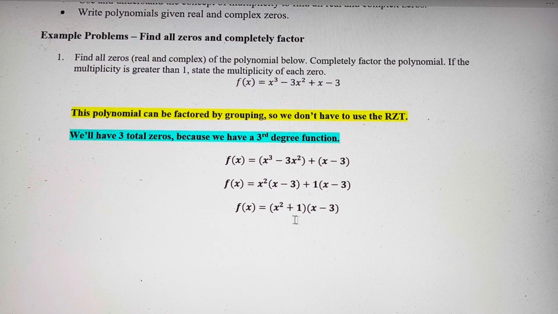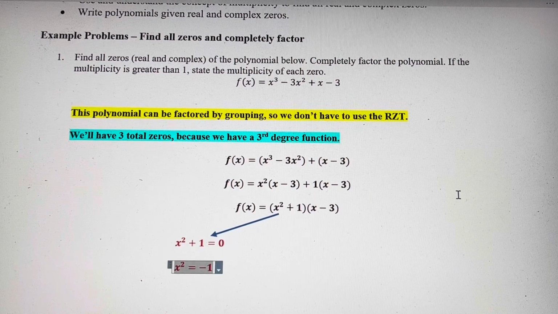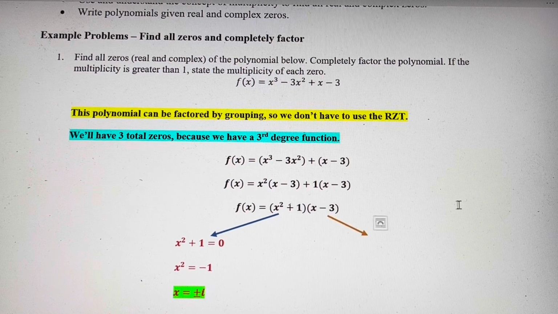So let's start with x squared plus 1 here. I'm not going to have real zeros there because I'm going to end up with x squared equal to a negative 1, okay? So when I take the square root of both sides, I get plus or minus i. So these are going to be 2 complex zeros for this polynomial function, okay? Positive i, and negative i, okay? We've got a really easy zero to find here. We've got x minus 3, so our zero there is going to be positive 3. That's obviously a real zero.